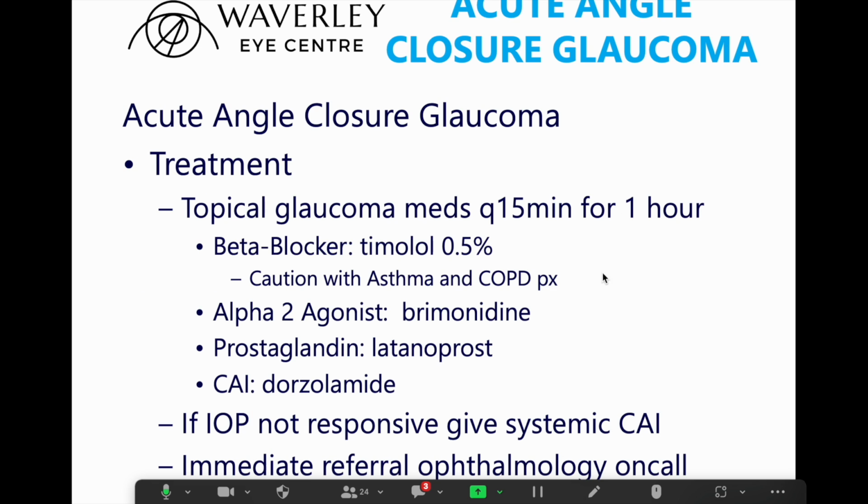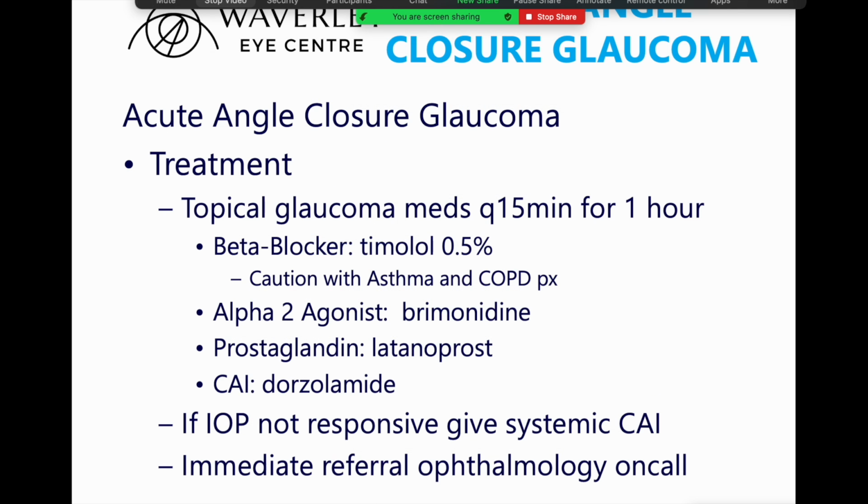For the treatment of acute angle closure, the first thing we're going to be doing is basically any and all glaucoma medications that we have. We're going to be putting them in the eye topically every 15 minutes for the first hour. You can put in beta blockers, alpha agonists, prostaglandins, carbonic anhydrase inhibitors. You're going to put them all in, whatever you've got, as much as you can for the first hour, and see if that lowers the pressure. If it's not responsive, then you might have to give them systemic CAIs. And then we're looking at immediate referral to ophthalmology on call. Sometimes they might need surgery to get it lowered.